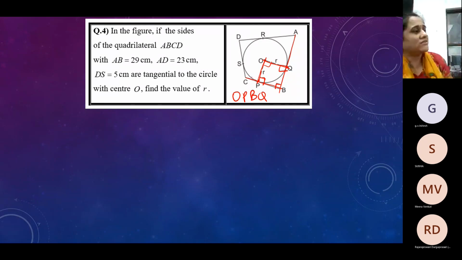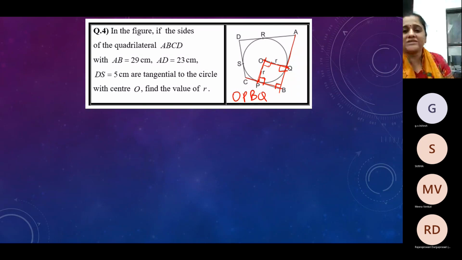Now, this is a rectangle. If all four angles are right angles, it's a rectangle, because only in two figures do we have 90 degrees everywhere: only in a rectangle and a square. So this is a rectangle. And how do you prove that the rectangle is a square? When two adjacent sides are equal.